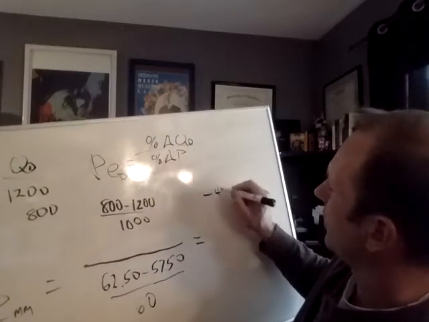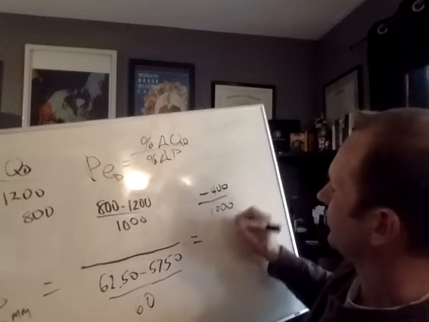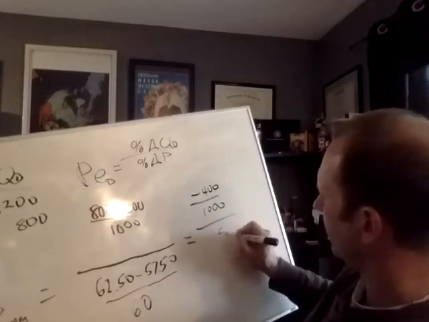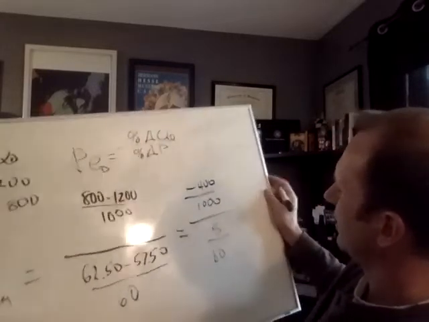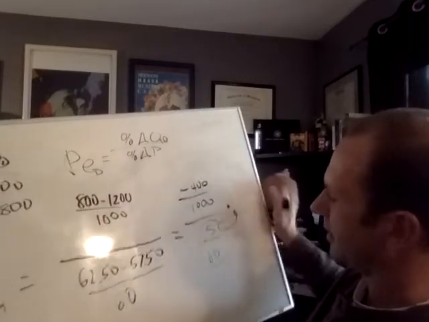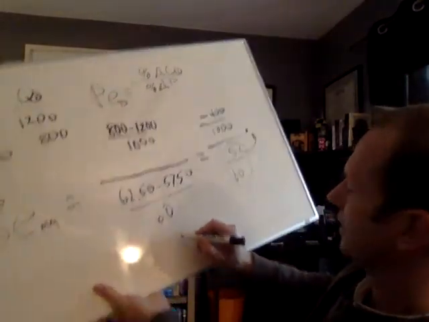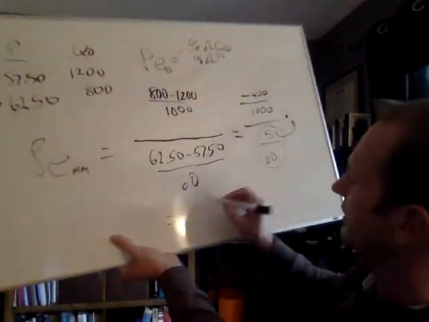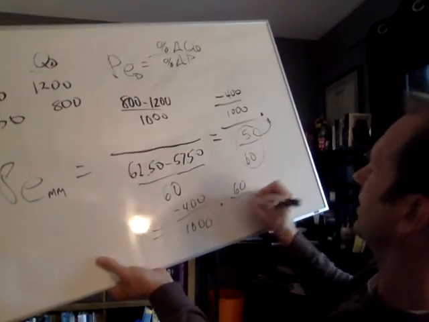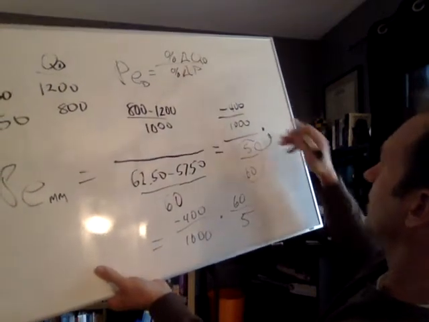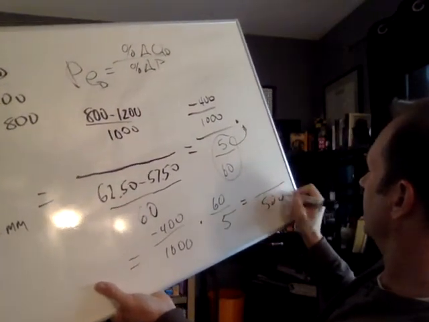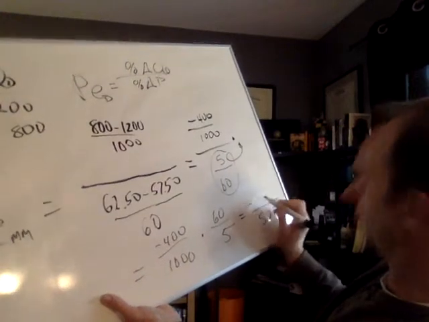That's a negative 400 on the top over 1,000. And that difference, I'm getting 5. That's what I got in the past. Over 60. Now I flip and multiply. And so this is equal to, let me make sure you can see that, negative 400 over 1,000 times 60 over 5, right? And I'm seeing 5,000 down here and negative 2,400 up there.